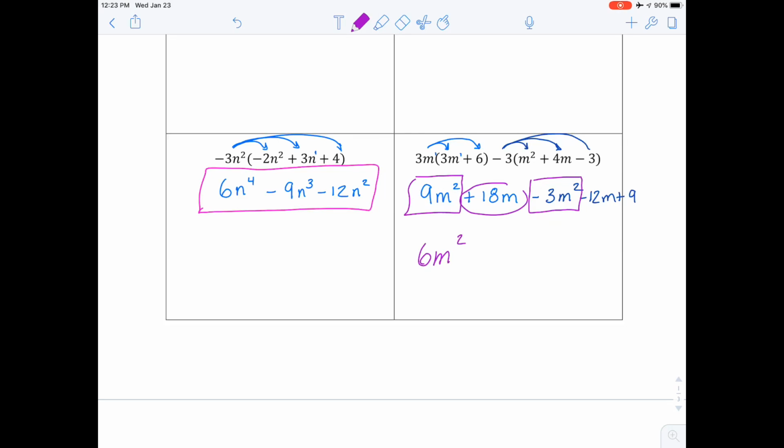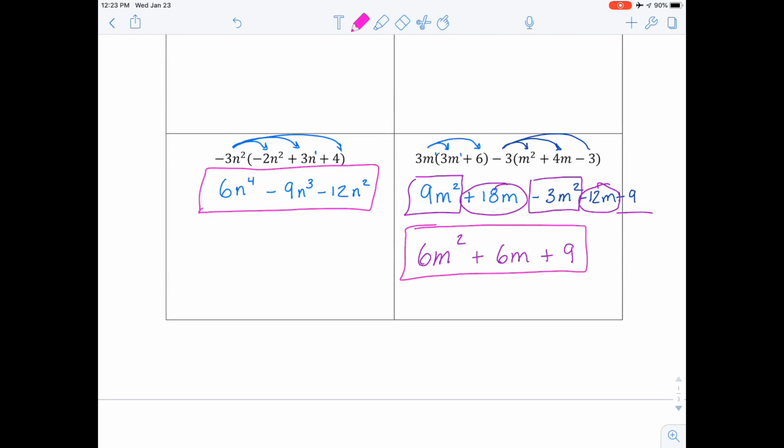And then I have an 18m and a negative 12m that are like terms. So 18 plus negative 12 is a positive 6. So I have 6 of just the m with no exponent other than 1. And then finally I had that plus 9. There was no like terms with that, so I just dropped that one down. So this right here is our final answer.